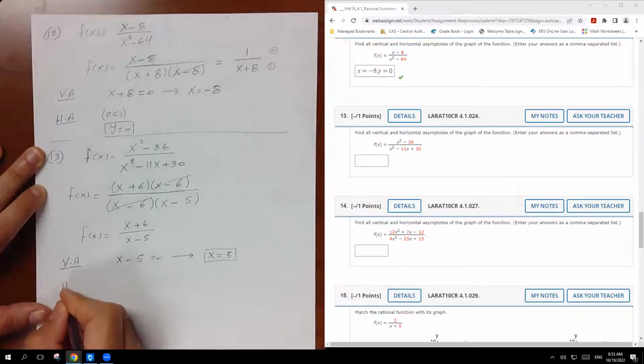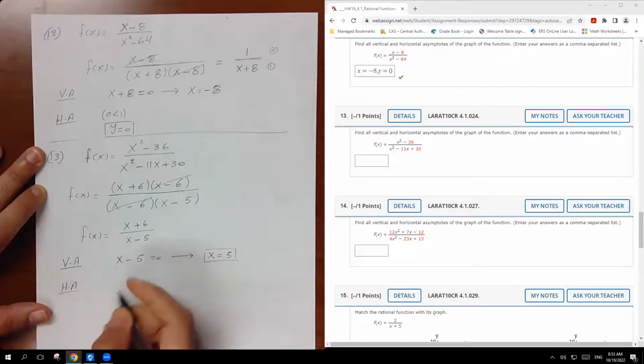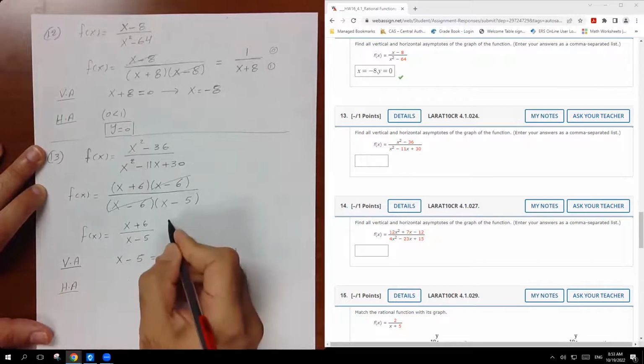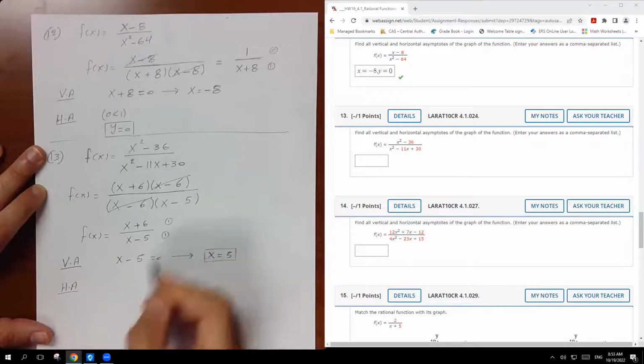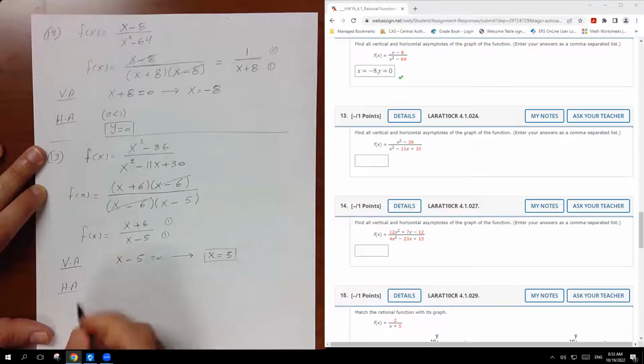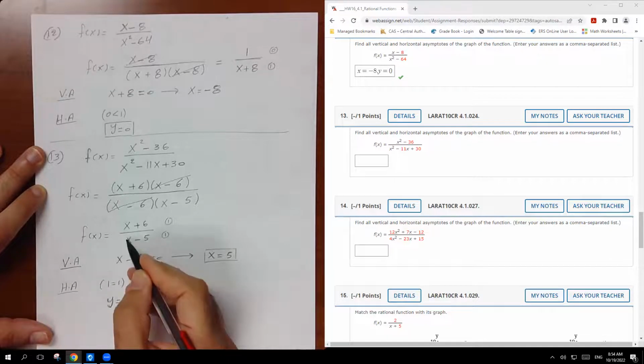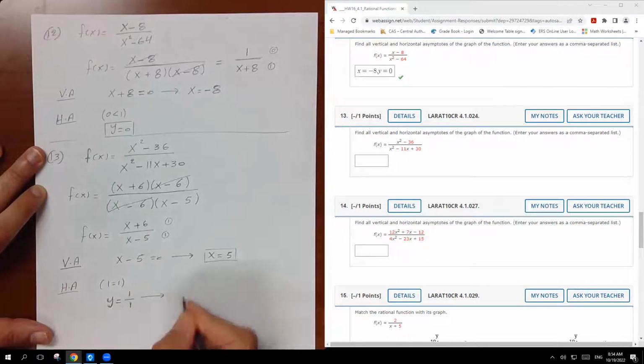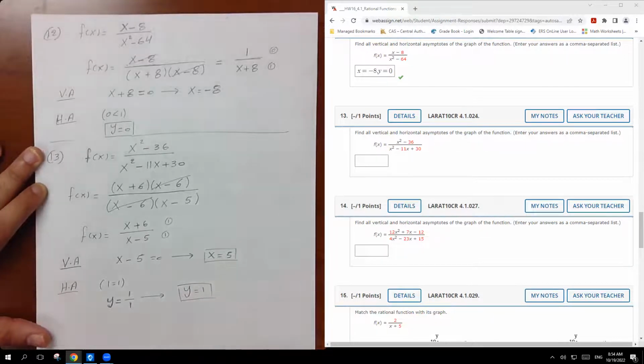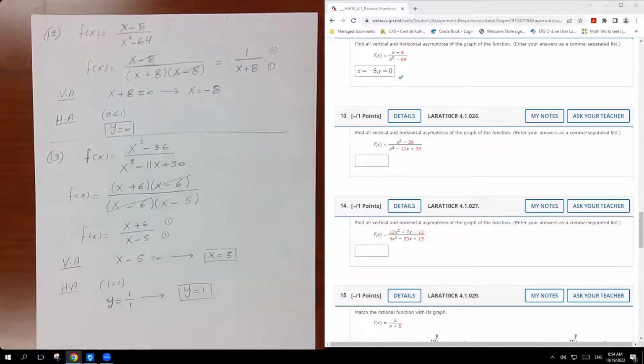The horizontal asymptote is going to be: the exponent on the top is 1. The exponent on the bottom is 1. 1 and 1. That means 1 equals 1. So the horizontal asymptote is going to be y equals the coefficient on the top, which is 1, over the coefficient on the bottom, which is 1. That means the horizontal asymptote is y equals 1. That's it for this example.